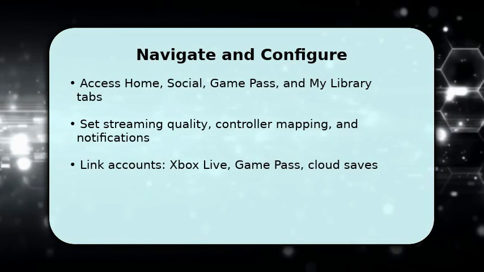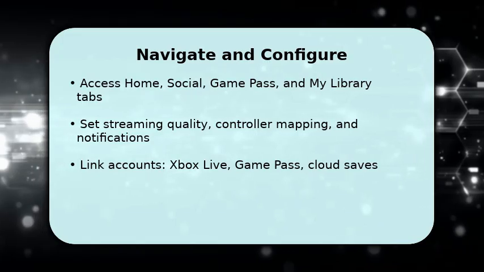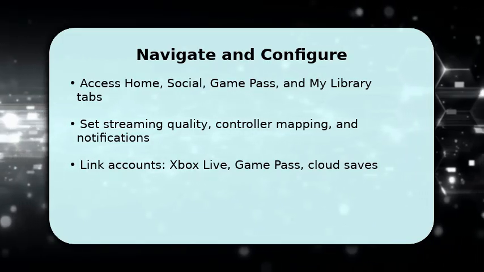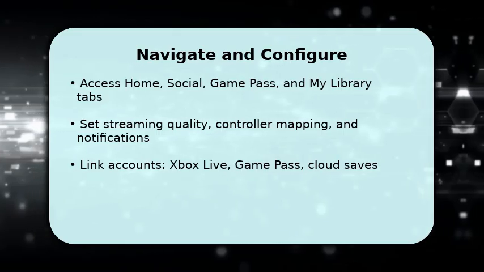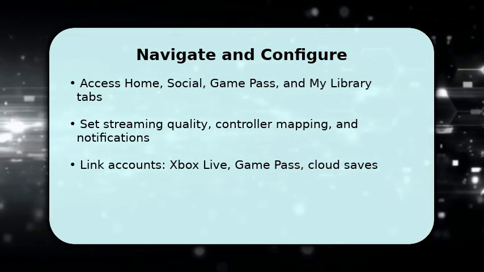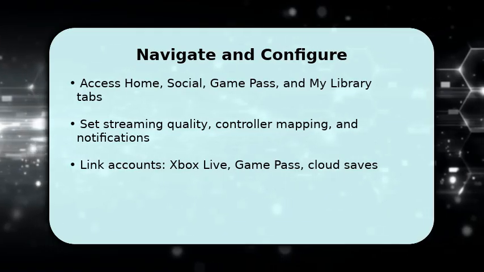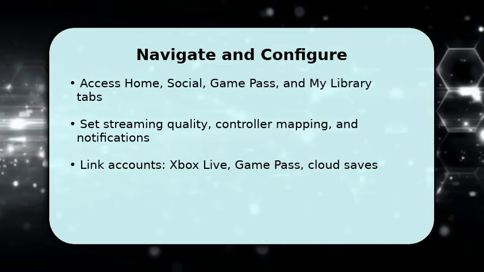From home, explore My Library to install or launch games, and use Game Pass to browse catalogs. In Settings, adjust streaming quality and controller preferences so input lag and visuals match your connection. Lower bitrate for slower networks.